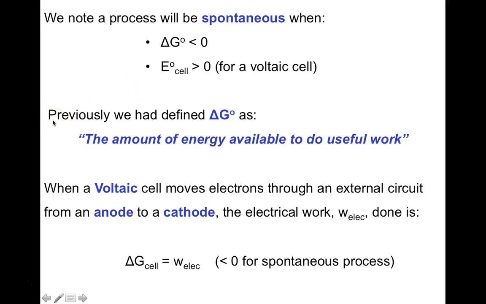Previously, way back in Chemistry 162, we defined delta G naught as being the amount of energy that's available to do useful work. That is, this is the energy that we have left after we have paid the cost of increasing the entropy of the universe. When a voltaic cell moves electrons through an external circuit from the anode to the cathode, electrical work is done. We label this as work electrical. And so the delta G of a cell is just equal to the electrical work that it can do. And for a spontaneous process, this will be less than 0. That is, the cell will do work on the surroundings.